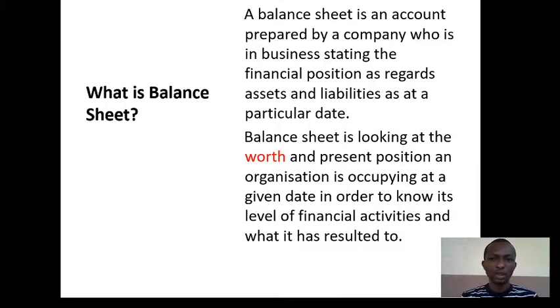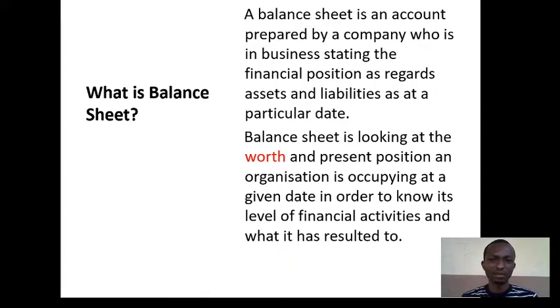Now, when we say a particular date, a balance sheet is not like the profit and loss account that measures transactions for the whole year, but rather it measures the worth of the company at a particular date, the state of transactions at a particular date. That is why in the balance sheet we use the words "as at". We don't use "for the year". We use the words "as at". So we must be careful also, so that when we get to the preparation and the format, we will look at all of that again.